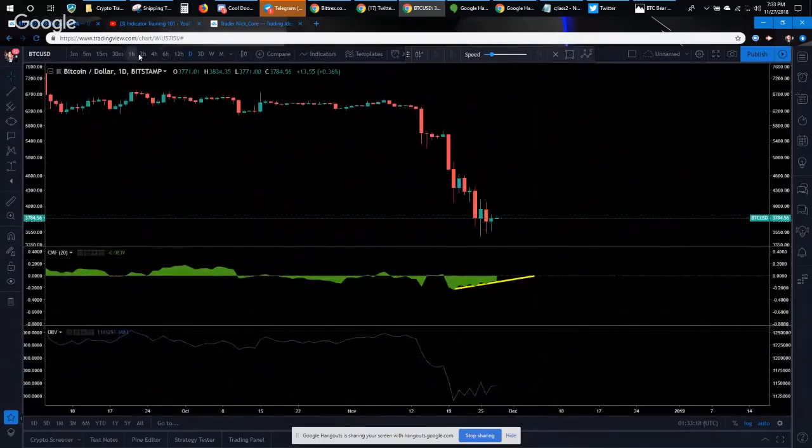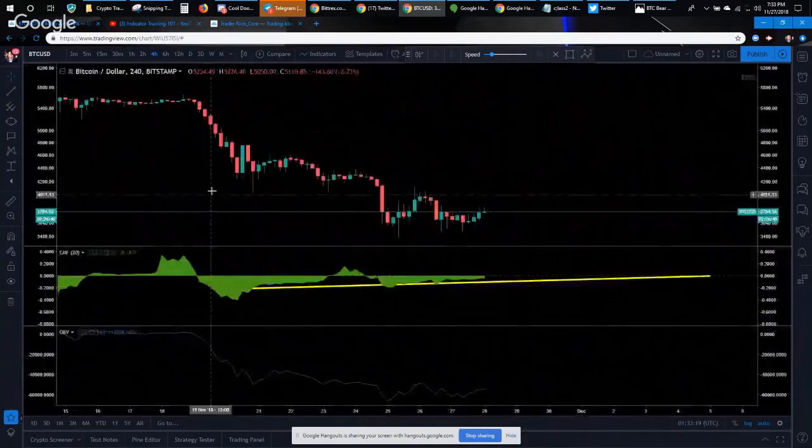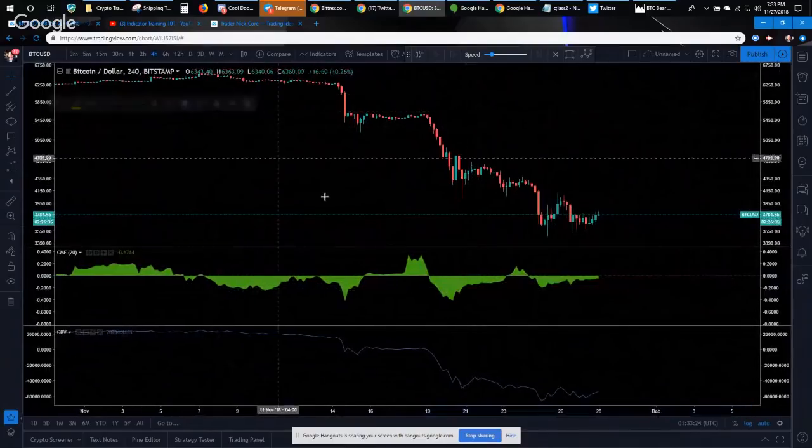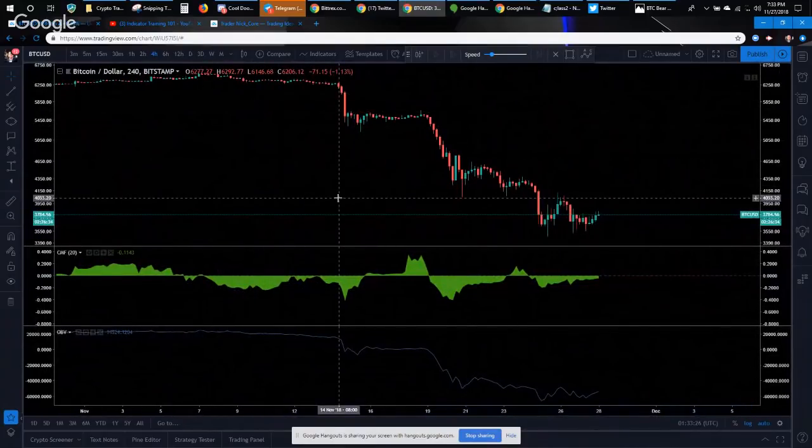Same with the OBV. Let's drop down to the 4-hour. I won't show you guys how these two indicators spotted the top in Bitcoin. Reason being is those links I put in the chat.